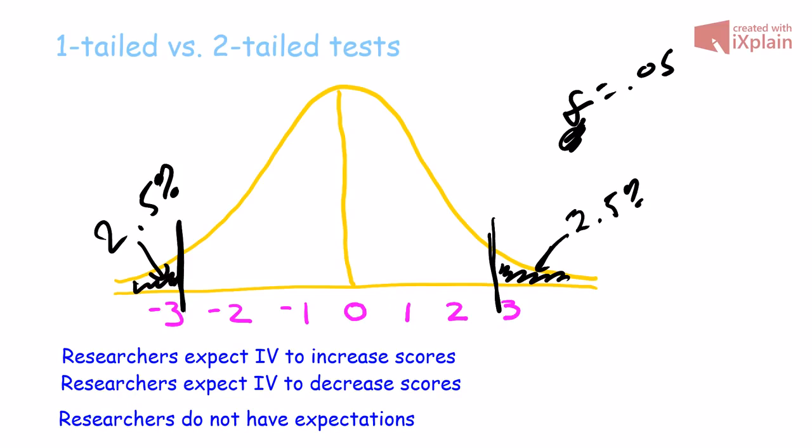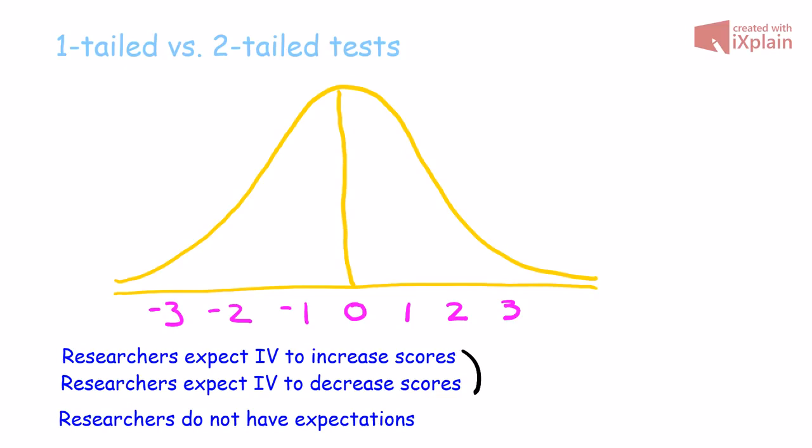And if we get something in this region, that means that the drug significantly increased people's weight. And if we get something in this region, that means the drug significantly decreased people's weight. Again, the critical point is whether or not you have an expectation of what the IV is supposed to do. In both of these situations, you're going to do a one-tailed test. In this situation, you're going to do a two-tailed test.